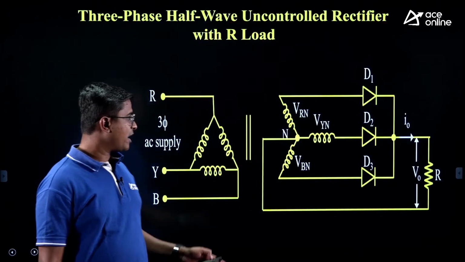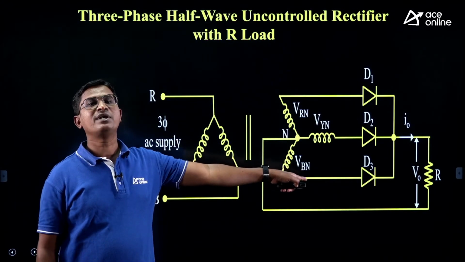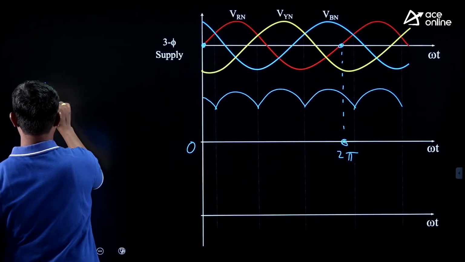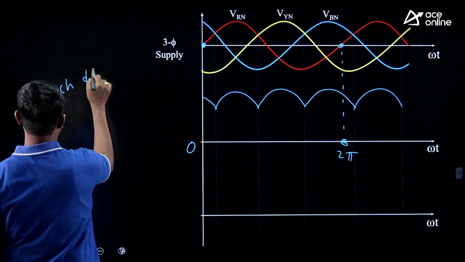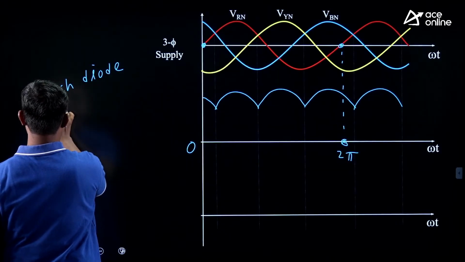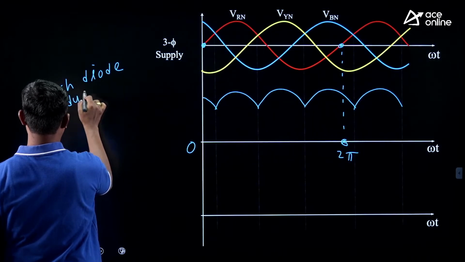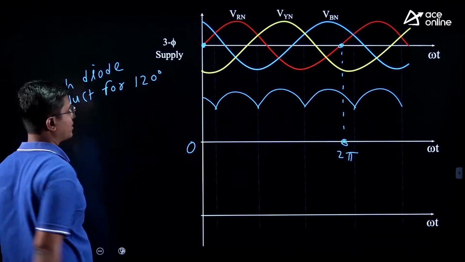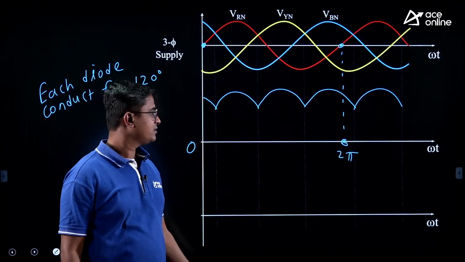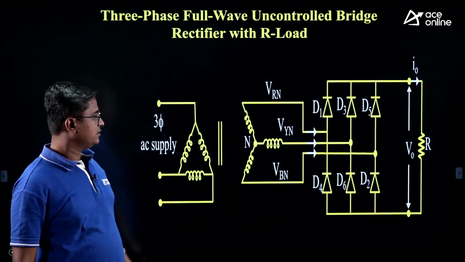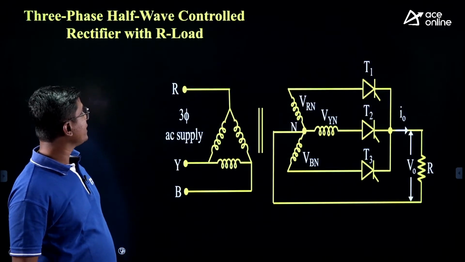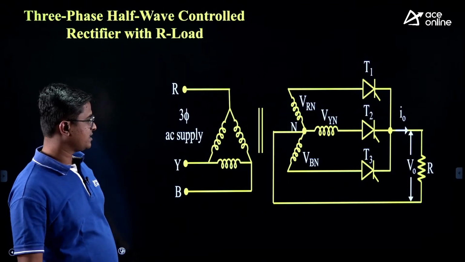Each diode conducts for 120 degrees. I am writing here: each diode conducts for 120 degrees. All right. Next, three-phase 6 pulse. In the output it will give you 6 pulses.